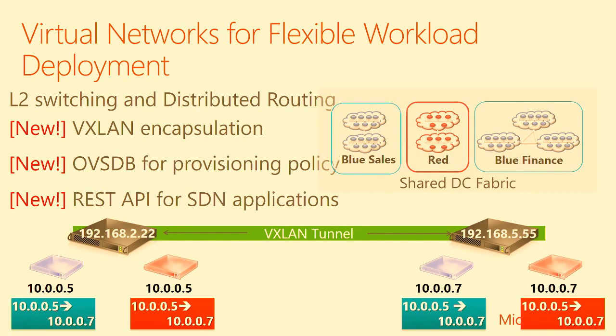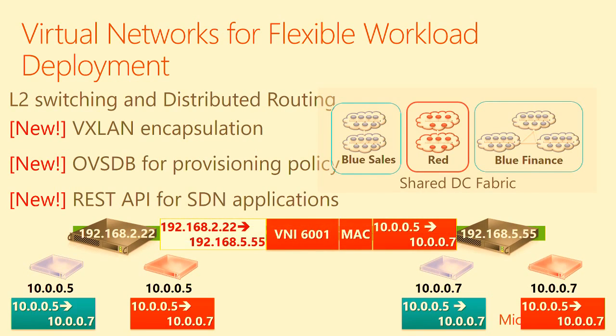What this shows is two tenants, a red tenant and a blue tenant. They have the same address space, 10.0.0.5, and the target seems to be 10.0.0.7, but they are two different tenants, both living on the same physical host. When they communicate, how do we separate this traffic? That is the virtual network identifier piece.